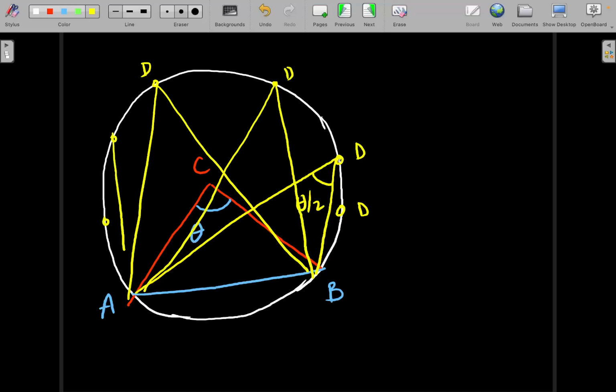It is definitely a very good-looking and pretty theorem, and the inscribed angle theorem leads to several nice, beautiful results in geometry, which we shall study very soon. Now, how are we going to prove that all of these angles are theta by 2?